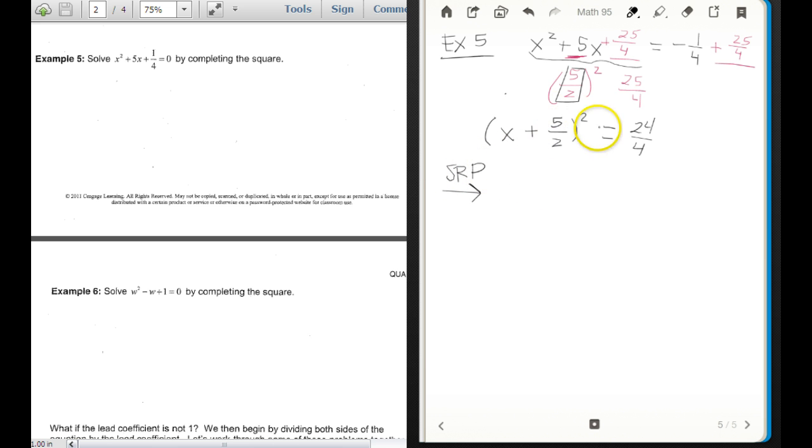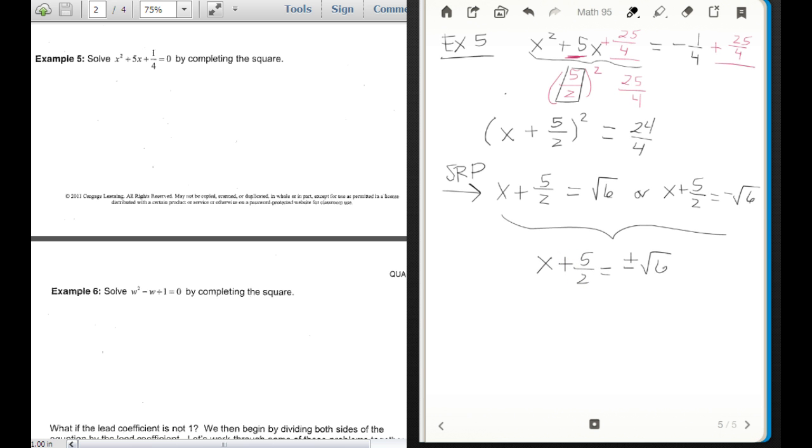Because I have something squared equals a number, and this is the number 6 right here, we'll be able to rewrite that as the number 6. I can write this as x plus 5 over 2 equals the square root of 6, or x plus 5 halves equals negative square root of 6. That's just applying the square root property. Something squared equals a number, so that something is the square root of the number or the negative square root of the number. Again, we can compress this into a single notation: x plus 5 halves equals plus or minus square root of 6, and square root of 6 is done because it doesn't have any perfect square factors in it. So now just solve for x.